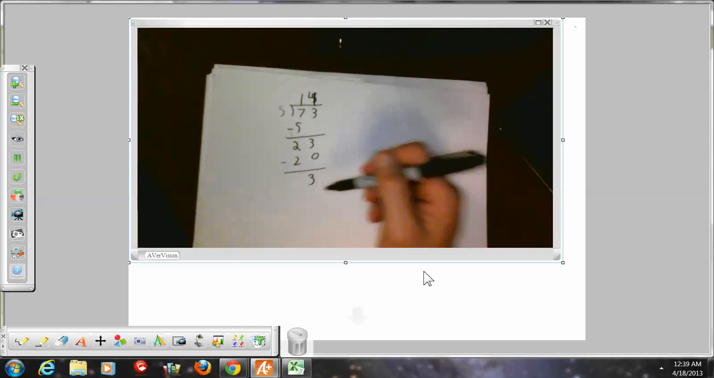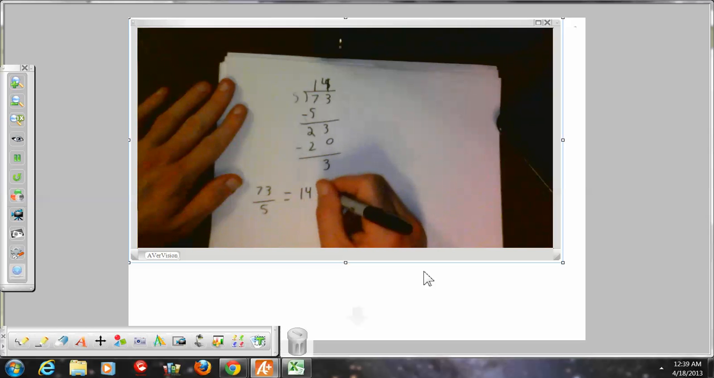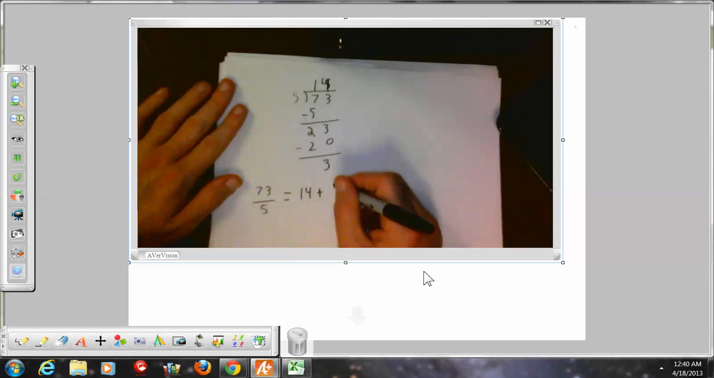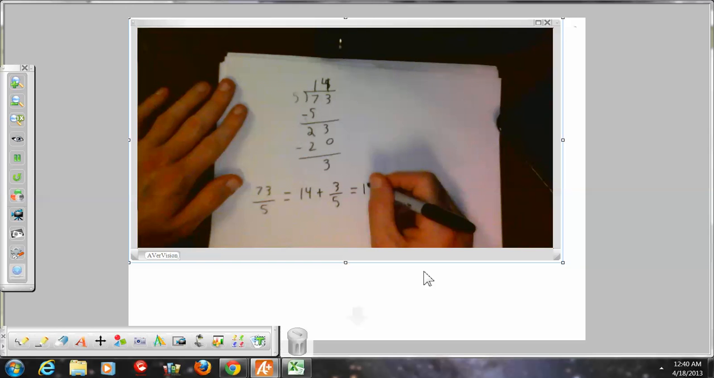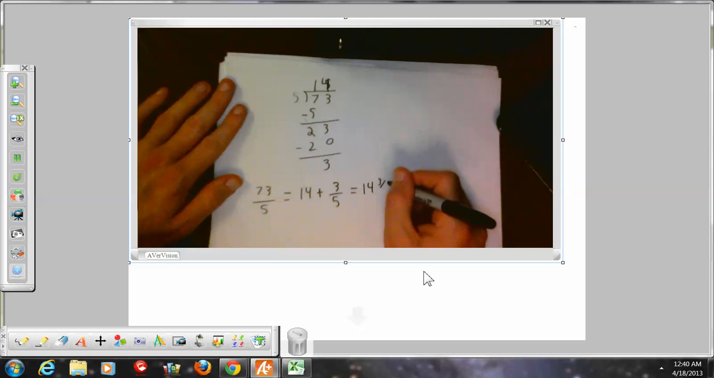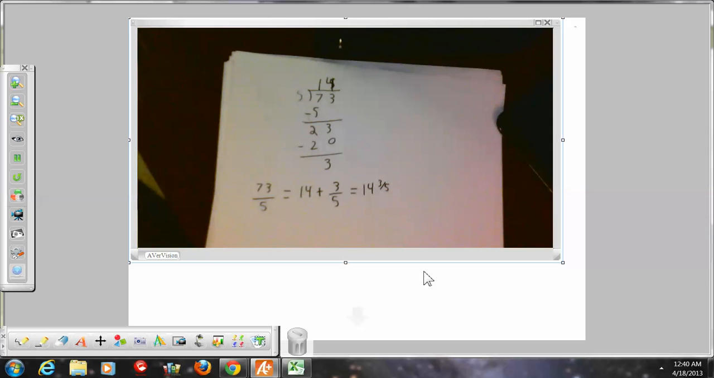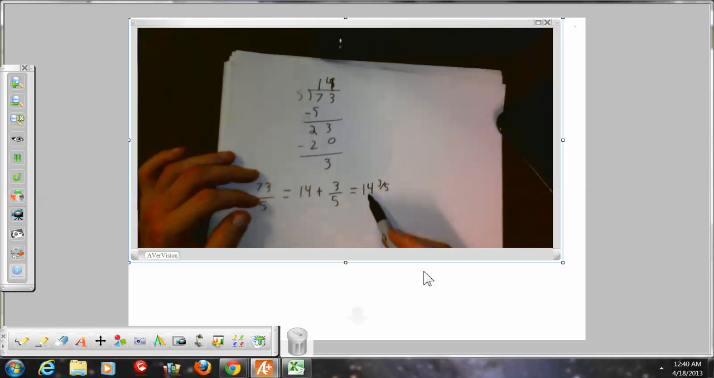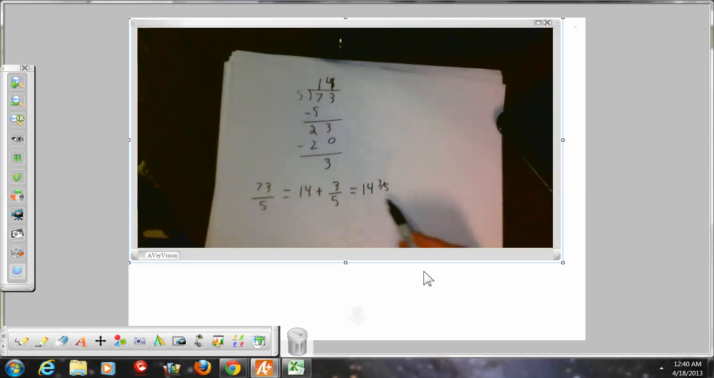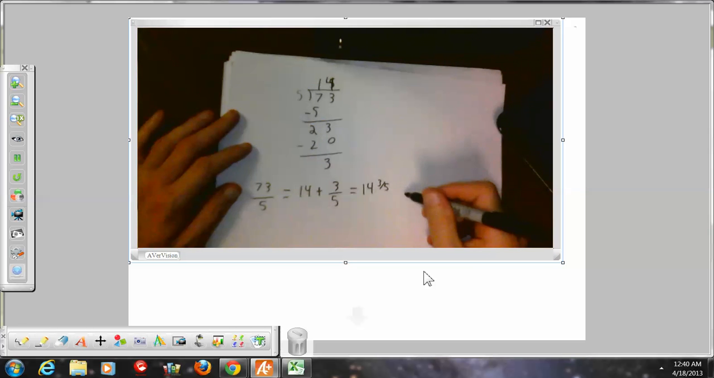So what I can do is write my original problem as 73 divided by 5 is equal to my quotient, which is 14, plus my remainder over my divisor, which is 5. So 73 over 5 is going to be 14 and 3/5. And you can check that by combining the fractions: 14 times 5 is 70, plus 3 is 73. So you get 73 over 5.